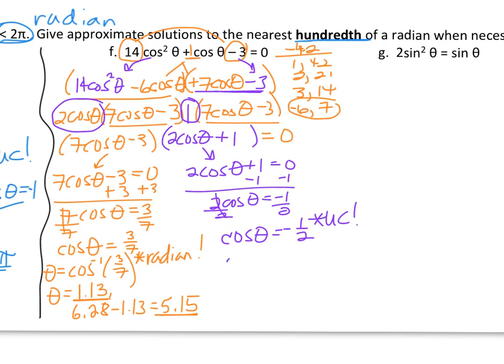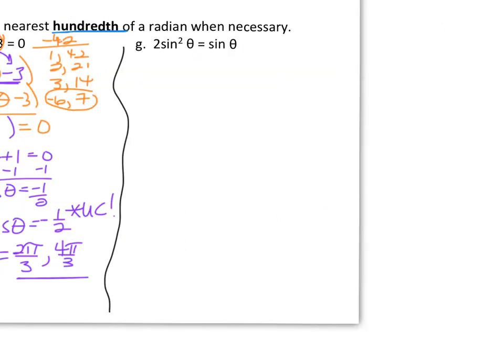Now in radian form though, be careful. We're not going to do degrees for this one. If we look at negative 1/2, that's on the left side of the unit circle, that would be at 2 pi over 3 and 4 pi over 3. So there are 4 solutions for this quadratic equation.